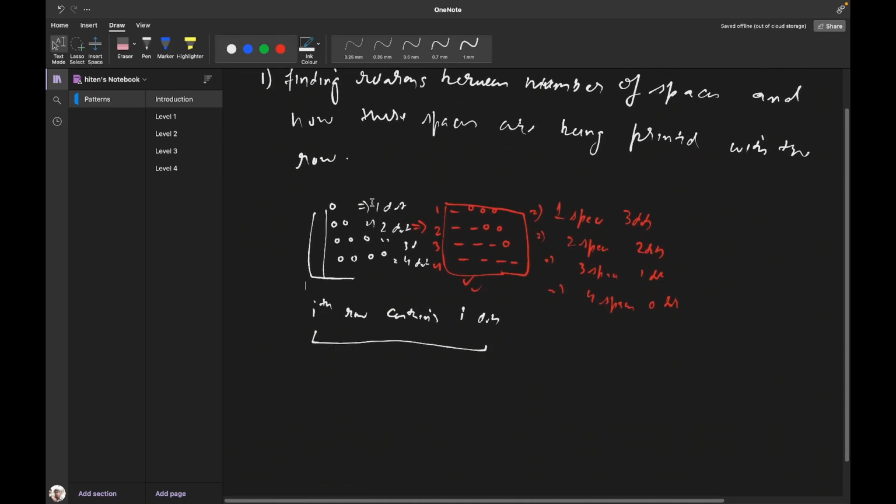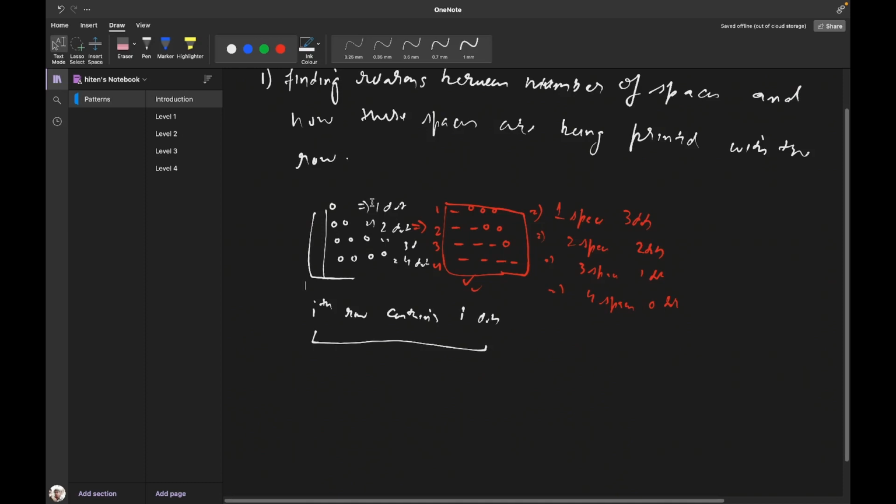So these are the two steps that you should keep in mind while approaching a pattern problem. First, you need to find the relation between the spaces and the row, and then you need to find the relation between the elements that are being printed on the console, apart from spaces, and the row.